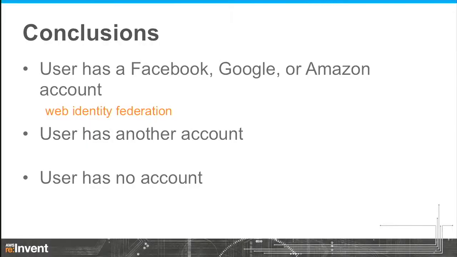So to sum it up, if the user has a Facebook, Google, or Amazon account, we can use Web Identity Federation. If the user has some other form of account or a private pool of users, we can use an identity TVM. And if the user has no account, we can use the anonymous TVM.